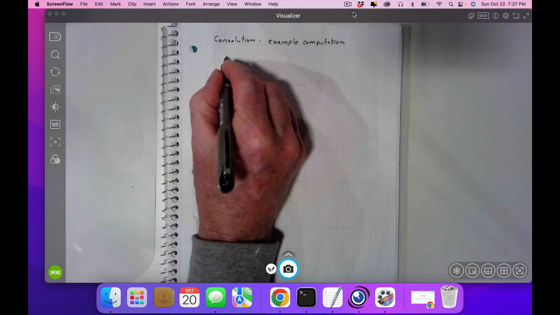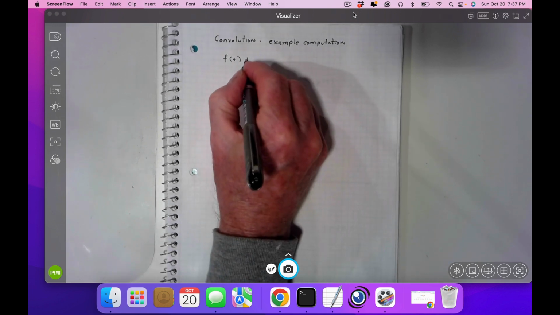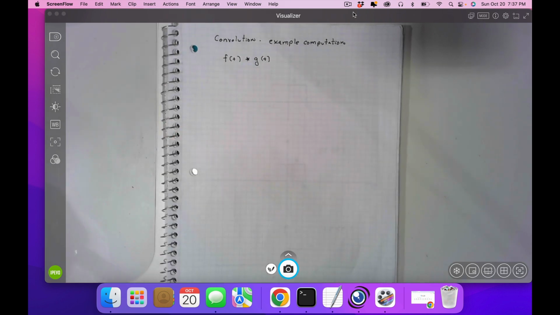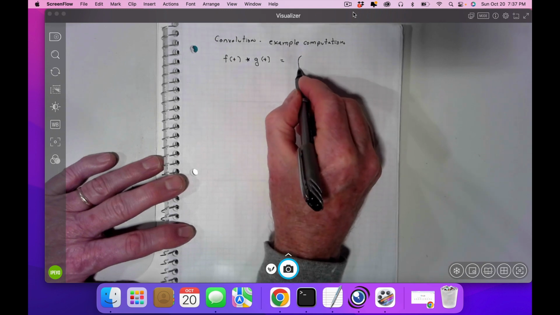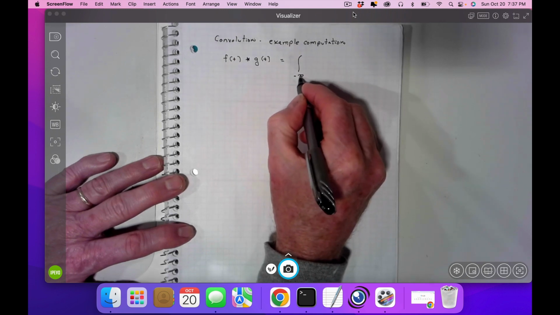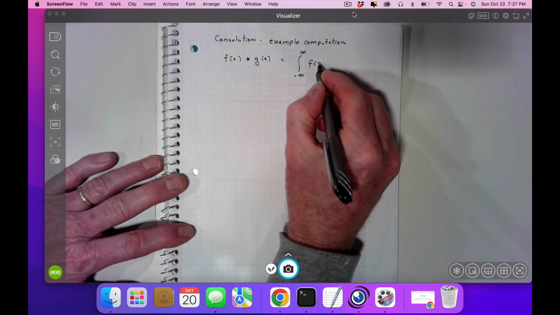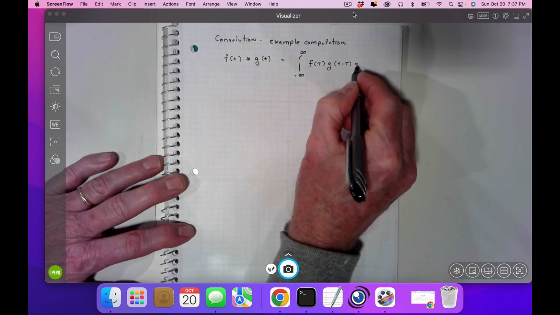Good day, everyone. In this video, I just want to do a quick example computation of a convolution integral. To begin, we're going to recall that the convolution of two functions, let's call them f of t, and we want to convolve that with, say, some other function g of t. So here's the definition. To convolve these two functions, we have to evaluate this integral from minus infinity up to infinity. It's going to be f of tau g of t minus tau d tau.